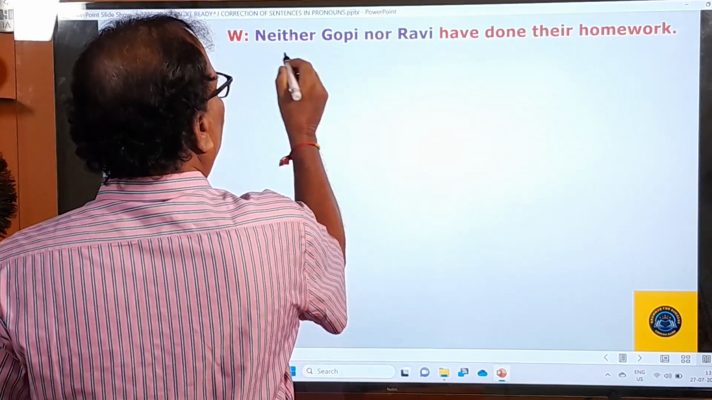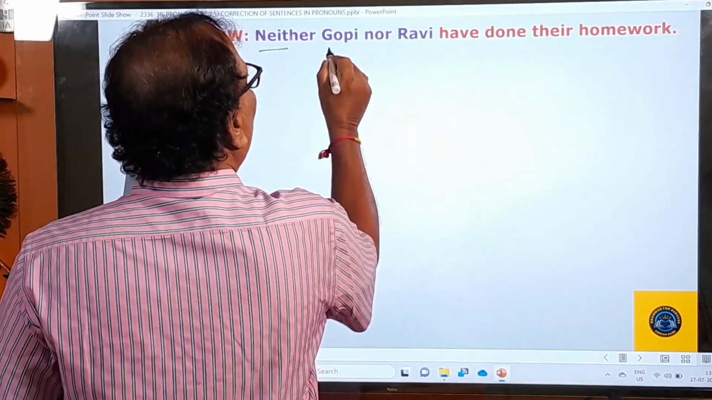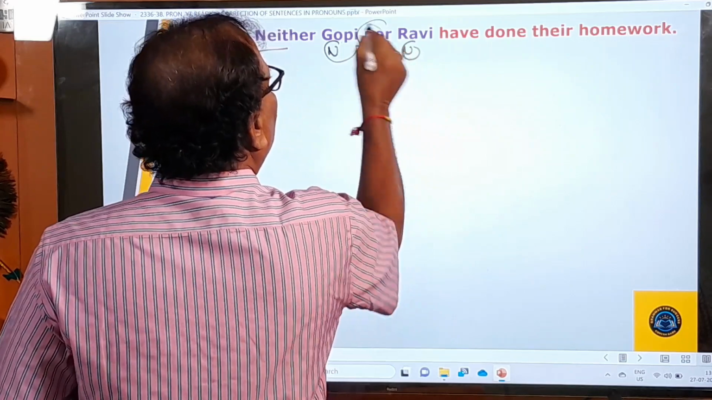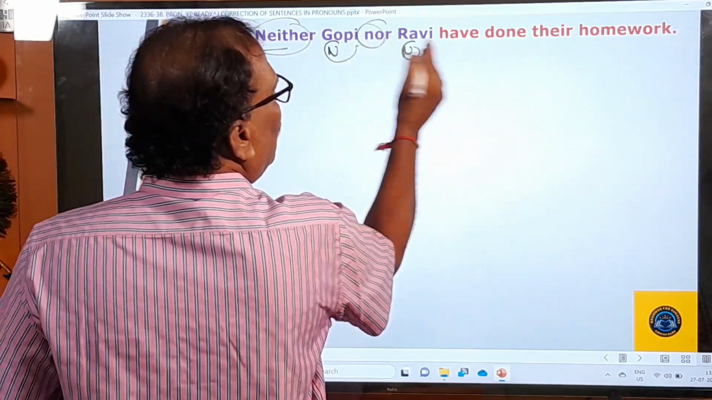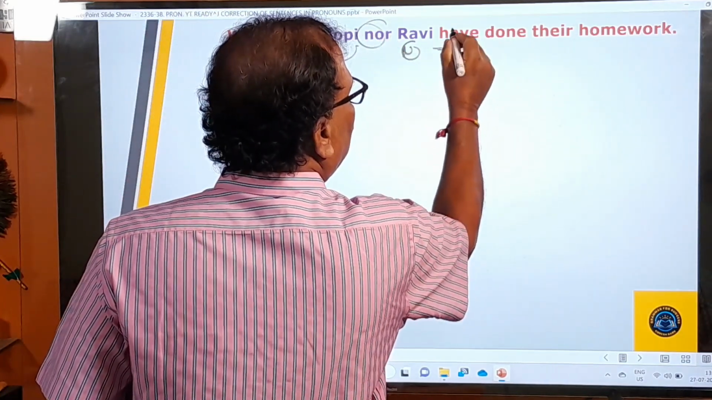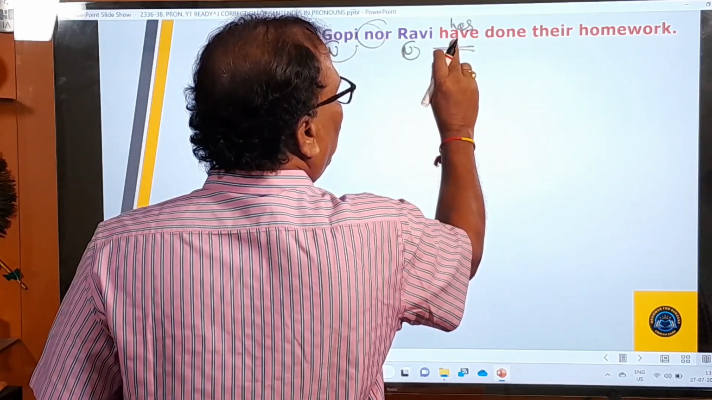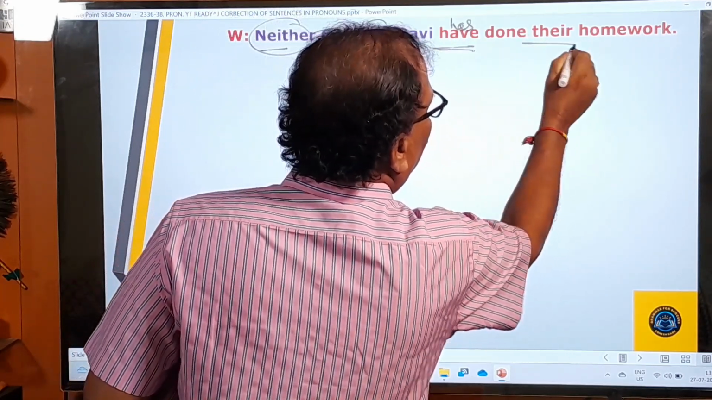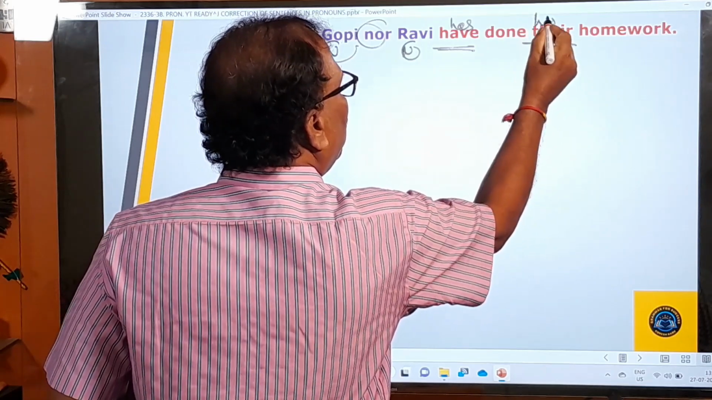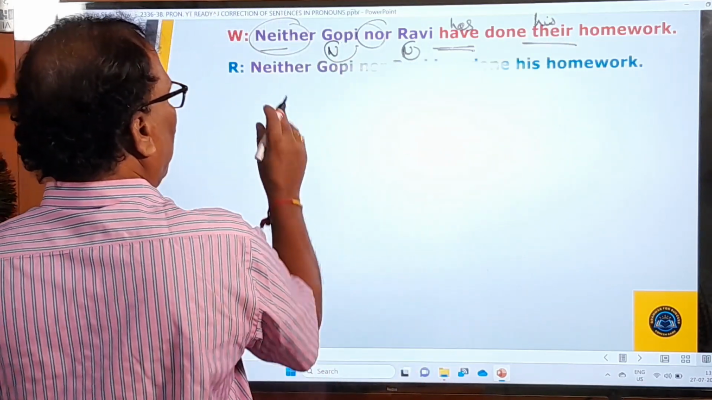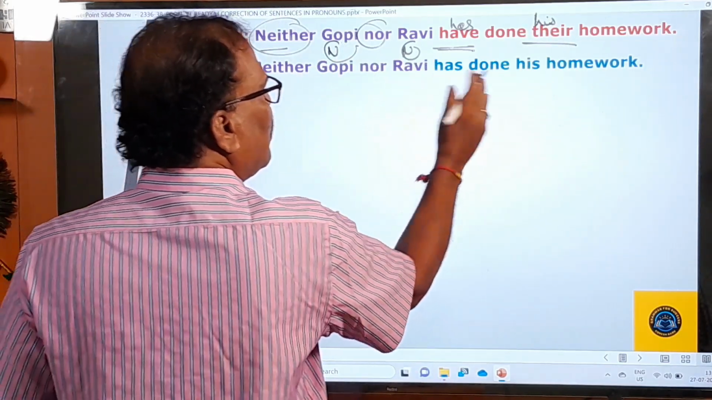Some more examples are given here. Neither Gopi nor Ravi. Here Gopi is a noun, Ravi is a noun. They are connected by neither nor. So here there should be a singular verb, but here plural is given. A singular helping verb of have is has. So has done should be there. And here instead of their there must be his. So, neither Gopi nor Ravi has done his homework.